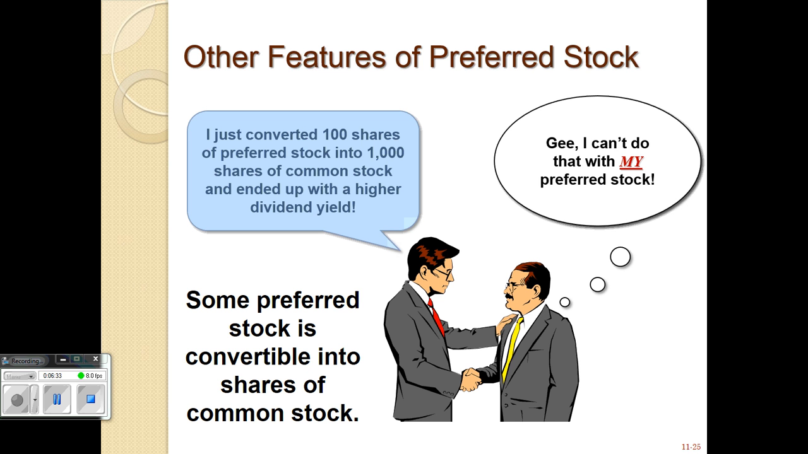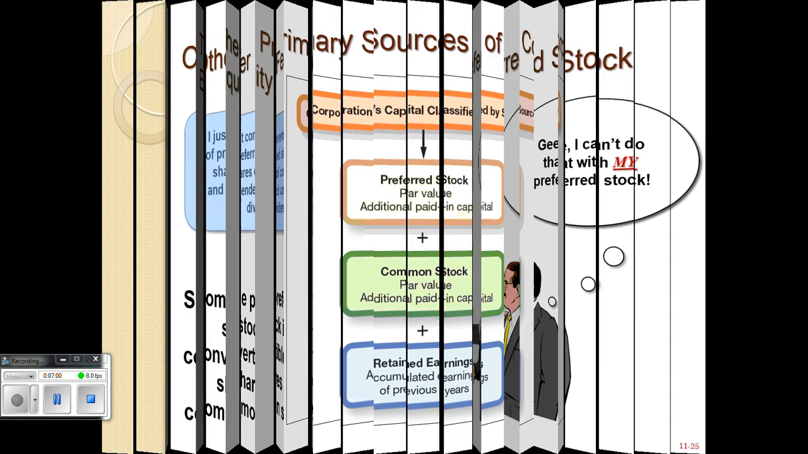Usually it'll tell you in the agreement when you buy the preferred stock, if it is convertible into common shares, what the ratio is. Usually it might be 10 shares to 1. In this example here, it was exactly 10 to 1 because they just converted 100 shares of preferred stock into 1,000 shares of common stock. Okay, and in this case, they ended up with a higher dividend yield. Usually you'd end up with less of a dividend yield, but it would be worth far more than you paid for it.